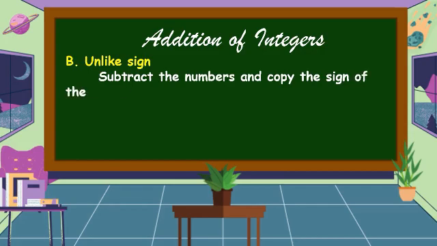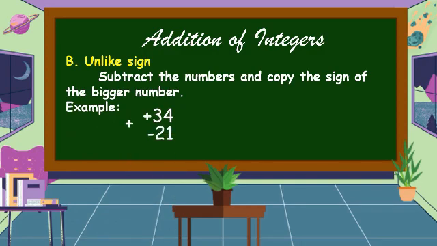Subtract the numbers and copy the sign of the bigger number. For example, positive 34 plus negative 21. So, we have here positive and negative, so we're going to subtract the numbers. 34 minus 21, the answer is 13. Then, we're going to copy the sign of the bigger number. 34 is bigger than 21, so the sign that we are going to use is positive. So, the answer is positive 13.